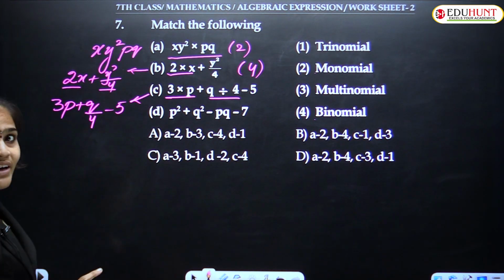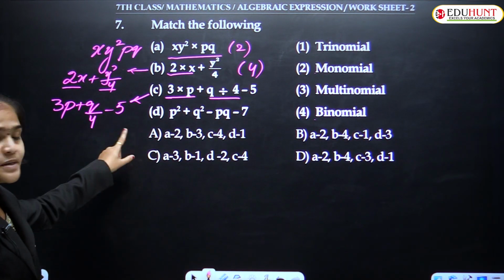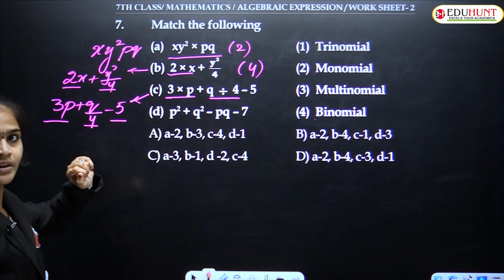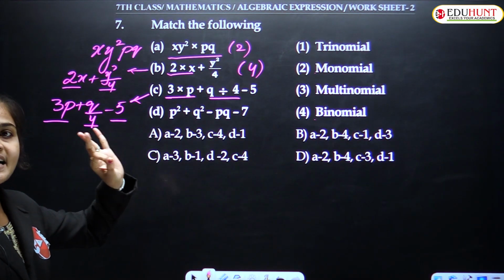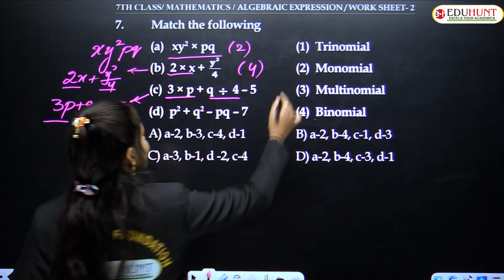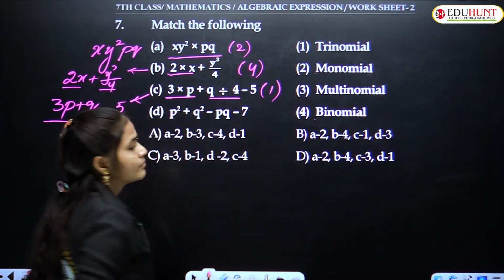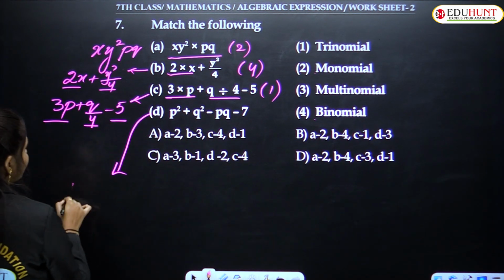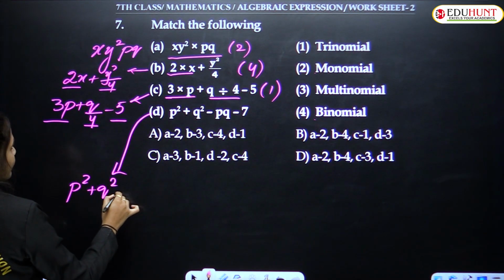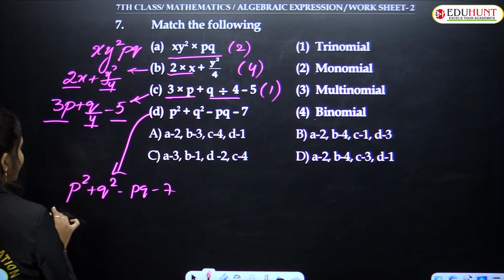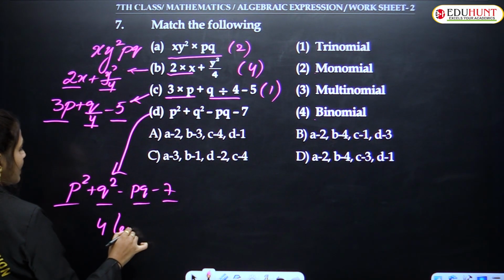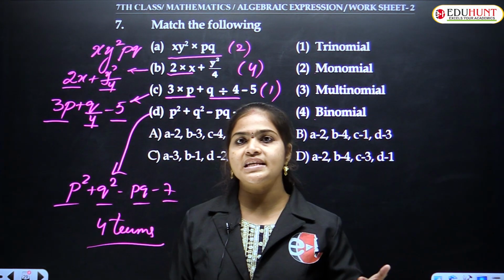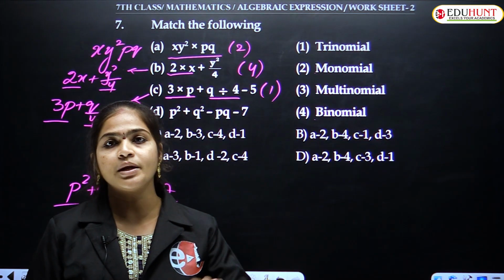So here how many terms are there, ma? In this expression we are having 3 terms. 3p, q by 4, 5. 3 terms there, no? If an expression is containing 3 terms, then we will call that one as a trinomial. Understand? Yes. And finally here this one, p square plus q square minus pq minus 7. How many terms are there, ma? 4 terms are there. Okay, if an expression is containing more than 3 terms, then we will call that one as a multinomial or polynomial.